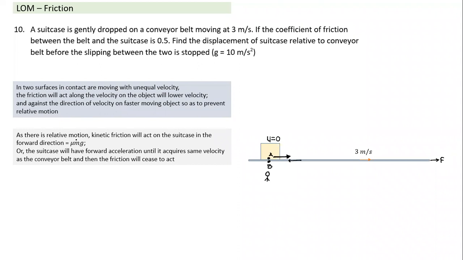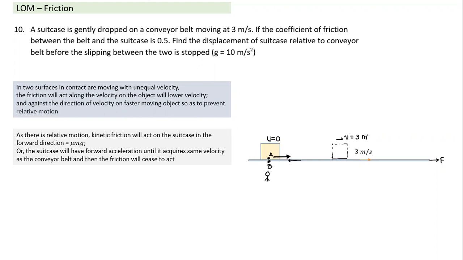And what will be the value of force? Force will be equal to mu mg, so the suitcase will have forward acceleration. And how long will it have it? It will have zero velocity initially if force is acting. At some point in time, by the time the suitcase has reached here, its velocity has gradually increased. And by this point, v has become equal to 3 meters per second.